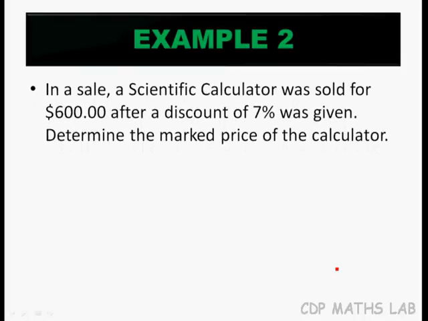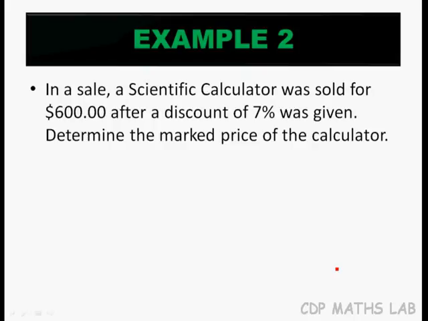It says, in a sale, some of you have a scientific calculator, you know that. Some of you use cell phone, but guess what? Cell phone can't be used in the exam, so go and get your scientific calculator. It's cheap, $600. Good. Now, in a sale, a scientific calculator was sold for $600.